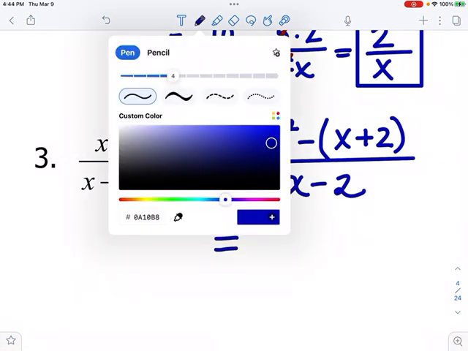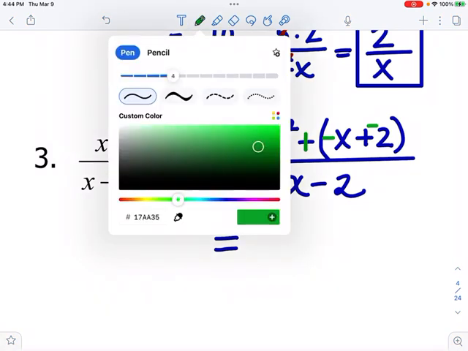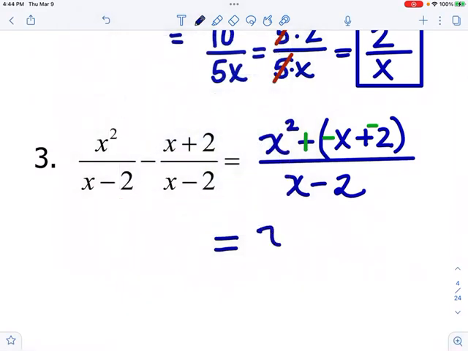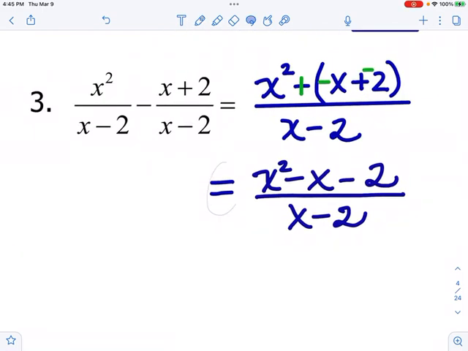So now remember that I told you that what you can do is change subtraction to addition of the opposite, and you distribute the negative sign to both terms. So then we've got now x squared minus x minus 2, and that's over x minus 2. Now then you might wonder, can I simplify that any further? Only if you can factor, cancel, and simplify again. So we're going to try that, okay?